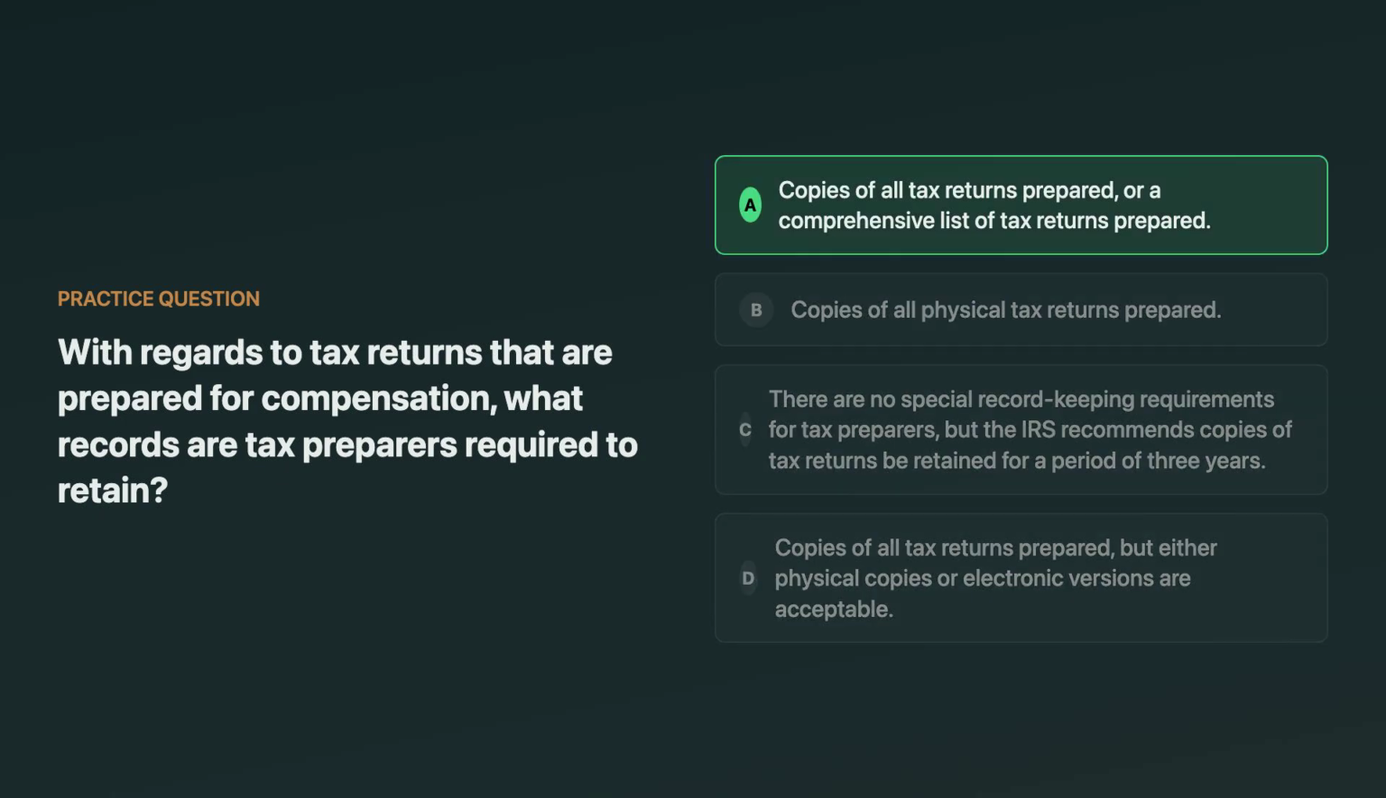The correct answer is copies of all tax returns prepared, or a comprehensive list of tax returns prepared. That's straight from IRC Section 6107. You can keep the full copies, or you can keep a proper list with required identifying details. A tempting wrong answer says you must keep copies, just physical or electronic, but the key point is, a list is also acceptable.